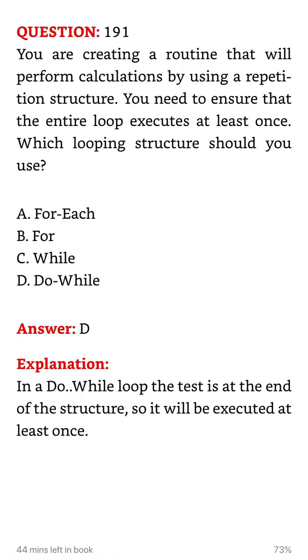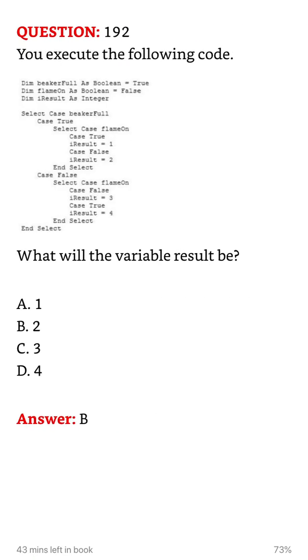Question 191. You are creating a routine that will perform calculations by using a repetition structure. You need to ensure that the entire loop executes at least once. Which looping structure should you use? D. Do while. In a do while loop, the test is at the end of the structure, so it will be executed at least once.